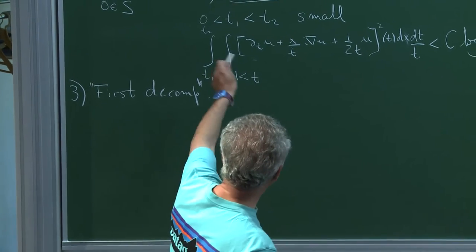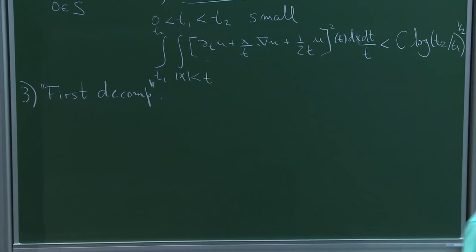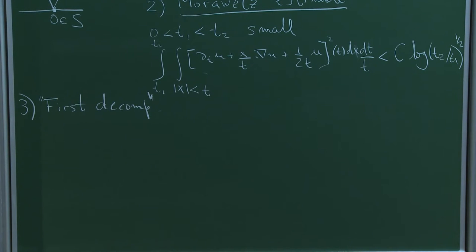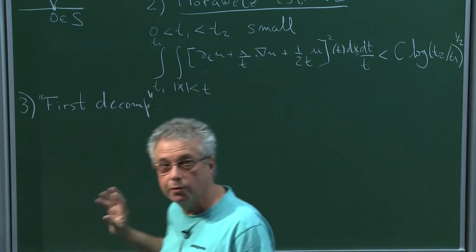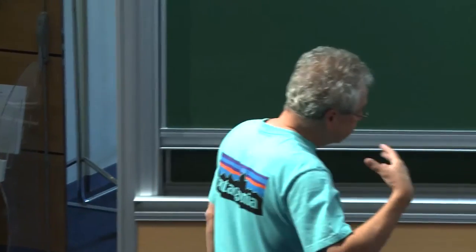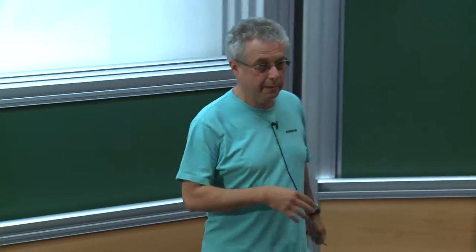So why is this an interesting estimate? This is an interesting estimate because the power of the log is less than 1. Because if we had the power of 1, this would just be the boundedness of the term inside, which is our hypothesis. But the fact that we get better than that tells us that in some average sense, this is going to 0, and we have this logarithmic rate at which it is going to 0, the square root of the log. So the first decomposition follows from first a real variable argument.